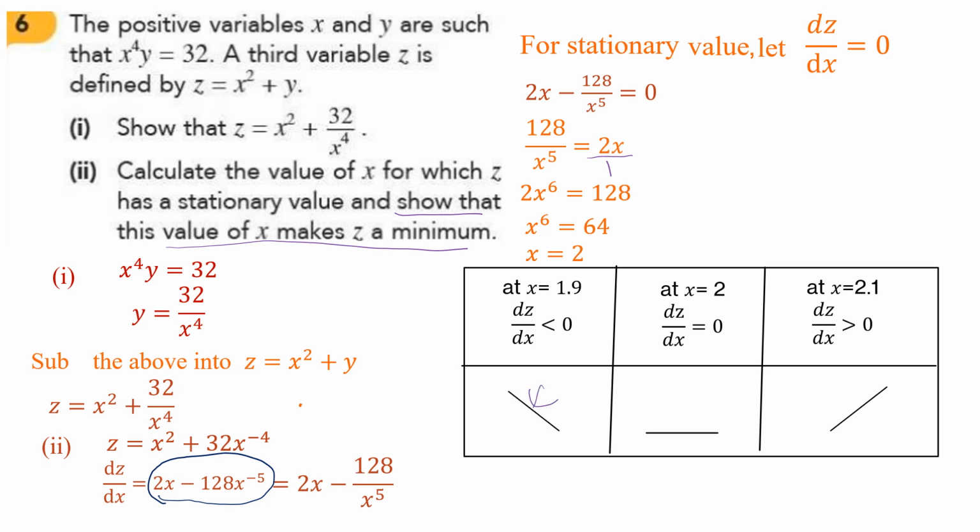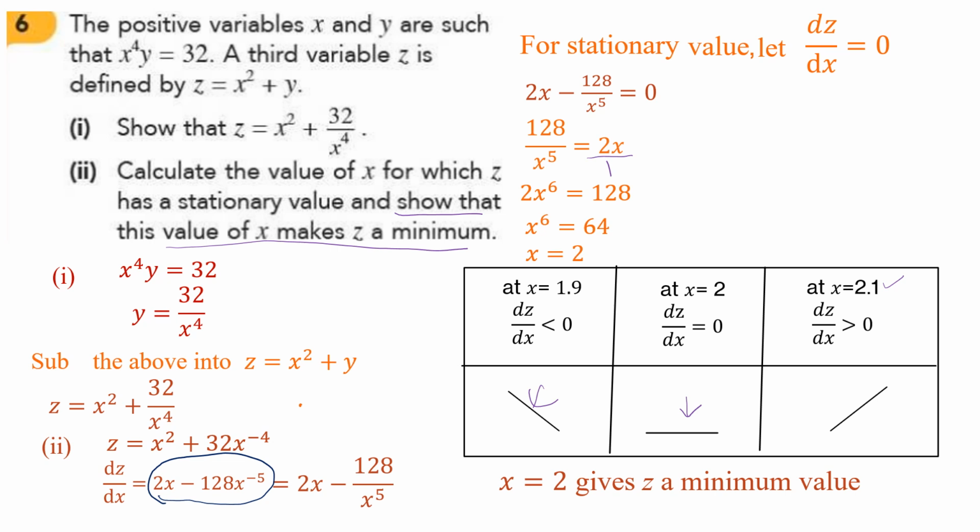Then of course dz over dx equals 0 is when x equals 2, a horizontal tangent line, gradient 0. And then 2 plus 0.1 gives you 2.1. Substitute into your dz over dx, and you get a positive gradient. So if you combine all these three tangent lines together, it will form a minimum point. But we're talking about the value of z, not the point. So x equals 2 will give z a minimum value.